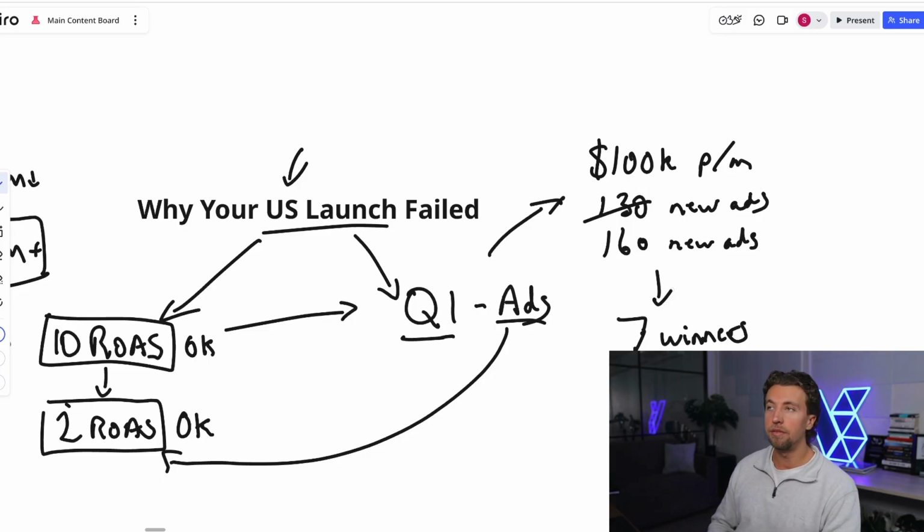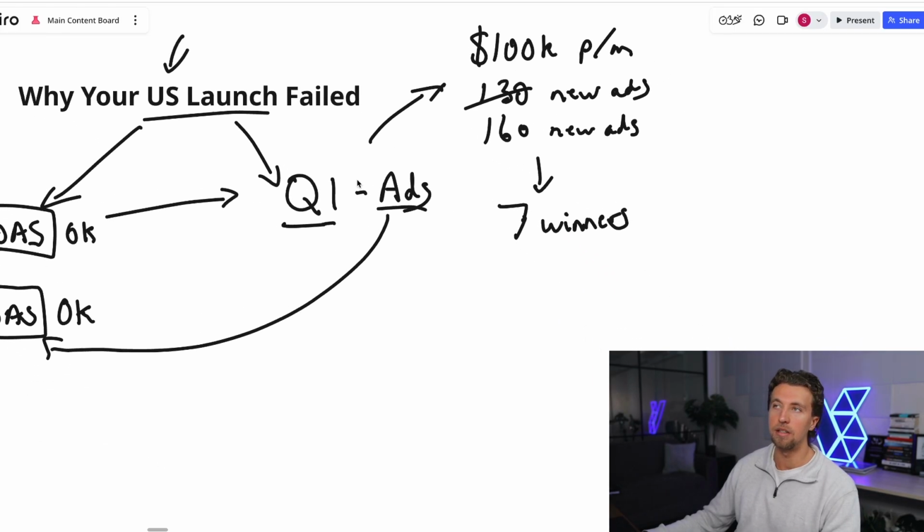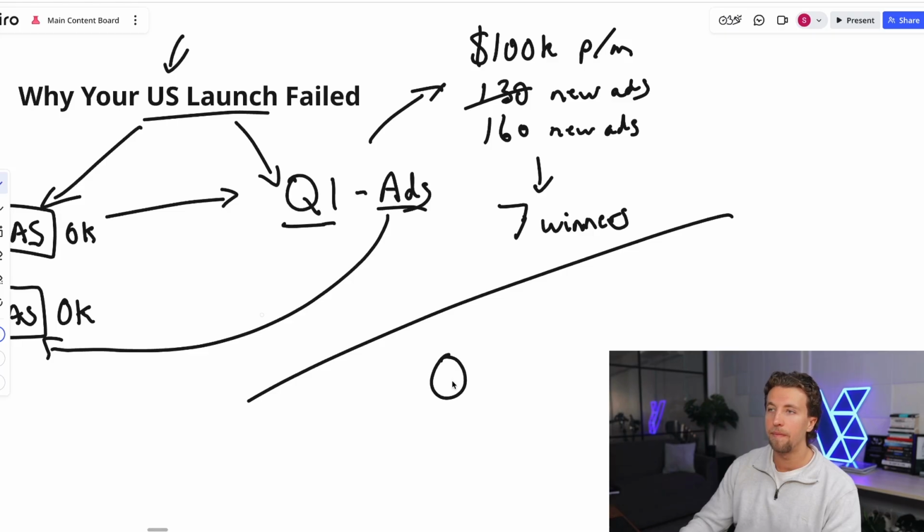Now, comparatively, let's say you did this exact same exercise. Okay, you went and tested 160 or 130 ads a month. You went through this process to try to identify winners. You want to know what to actually go and translate into the US. But the difference is, instead, you do it in Q2.